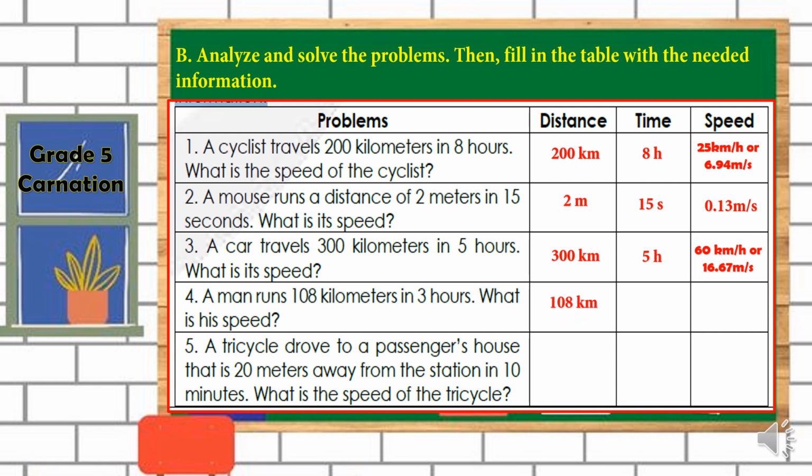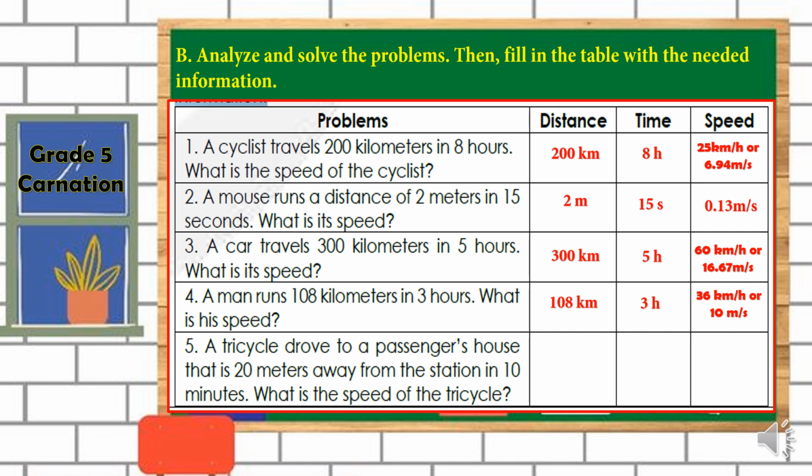So the distance is 108 kilometers and the time is 3 hours, and the speed of the man is 36 kilometers per hour or 10 meters per second.